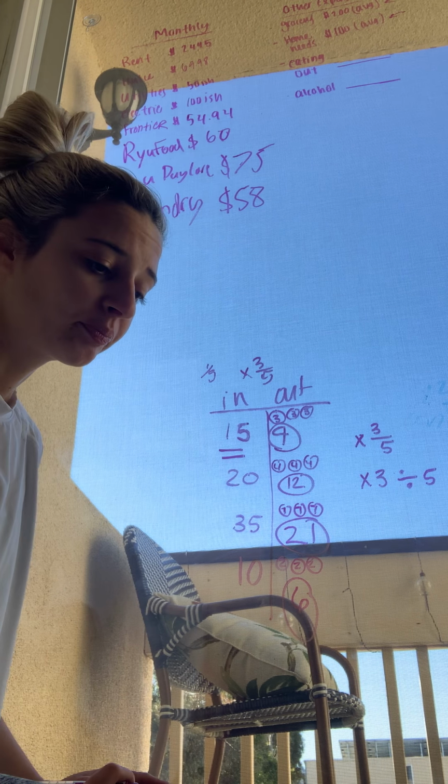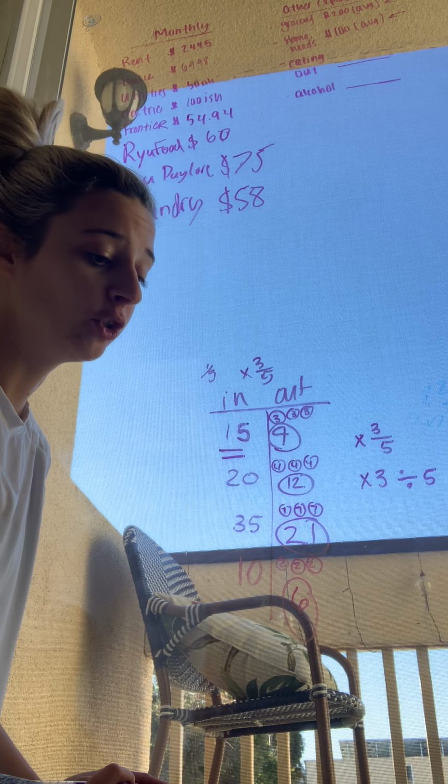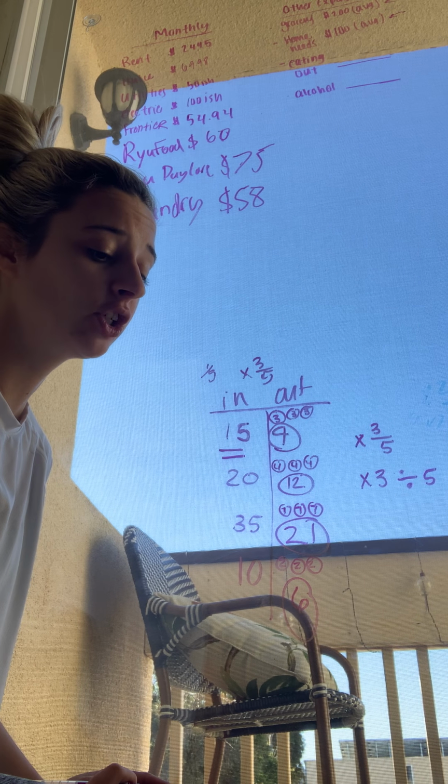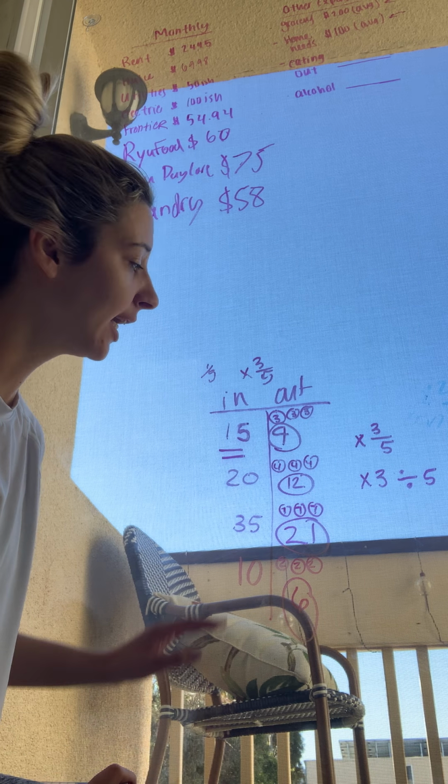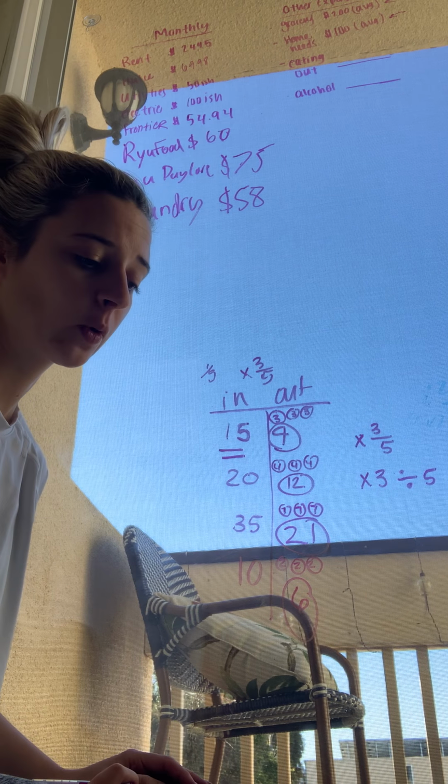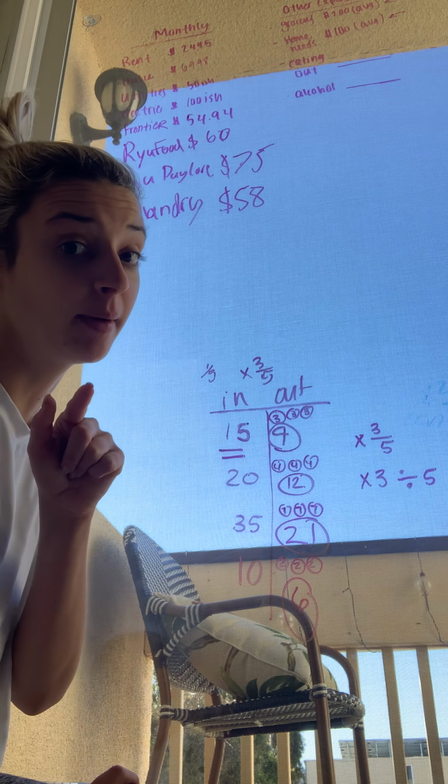Number 5, I want you to do on your own, which is basically just explaining what we did, and you're creating your own rule. Okay?